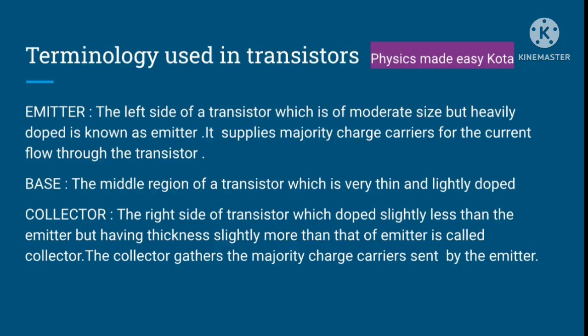The next one is the collector, which is on the right side of the transistor. It is doped slightly less than the emitter but its thickness is slightly more than that of the emitter. The collector gathers the majority charge carriers sent by the emitter. The junction between emitter and base is known as the emitter base junction, while the junction between collector and base is known as the collector base junction.